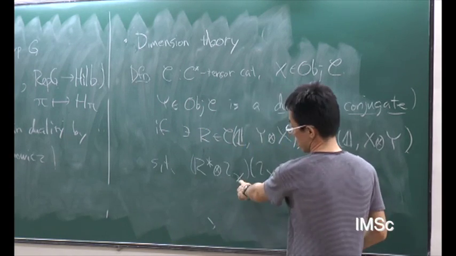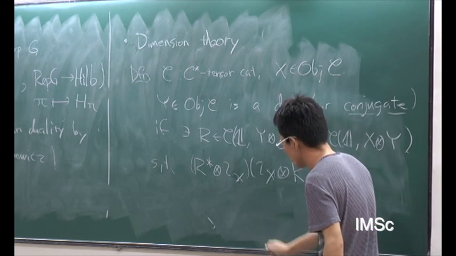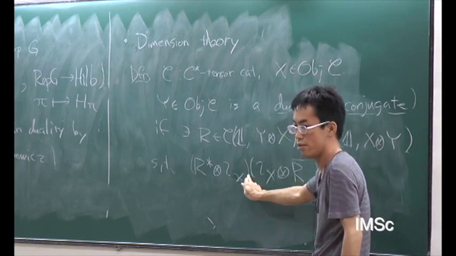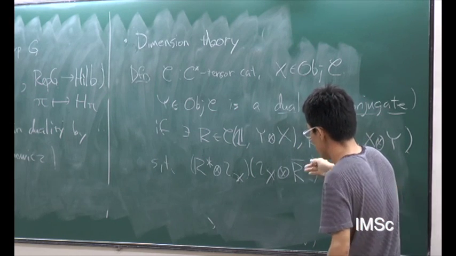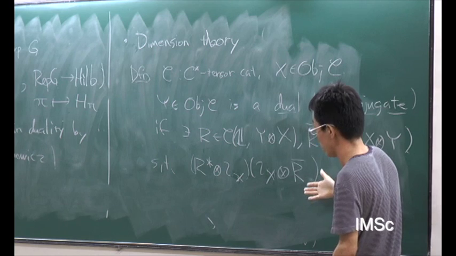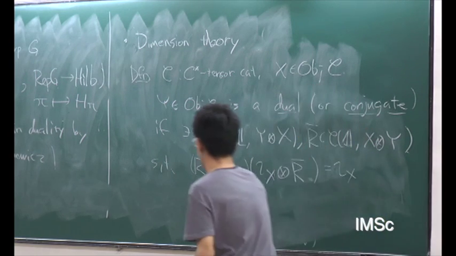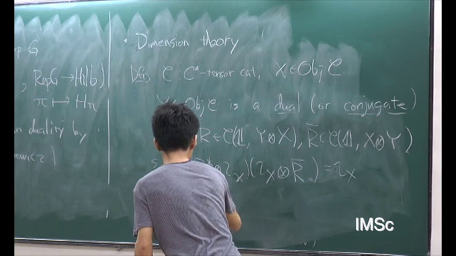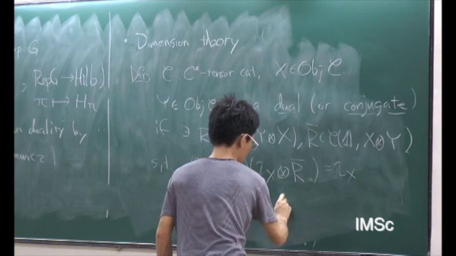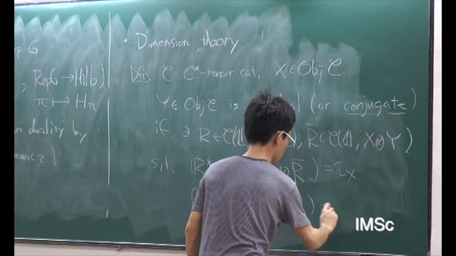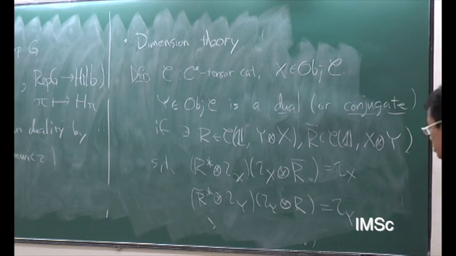So this iota is the identity. And then I also secretly have the associativity phi, but I don't write it. So this composition is something in the endomorphism ring of x, and I want this to be the identity. And there's something similar for y. So these two are the conjugate equations.